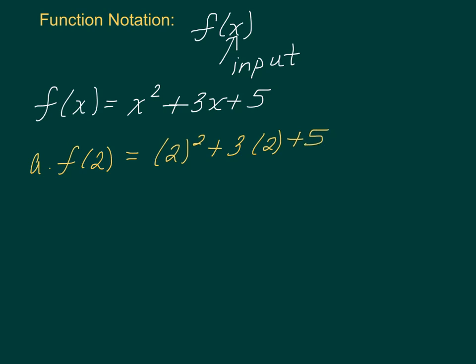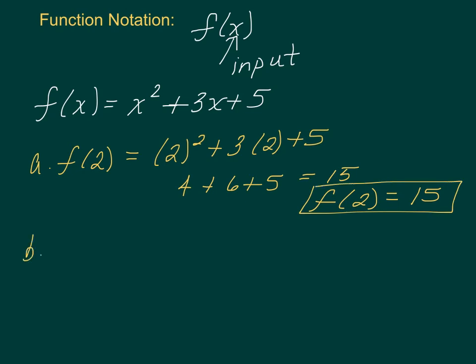So you're basically just substituting in the x value, and you're going to notice that when you work it out, you're going to get 4 plus 6 plus 5, which equals 15. So that means when x is 2, your input is 2, your output will be 15.